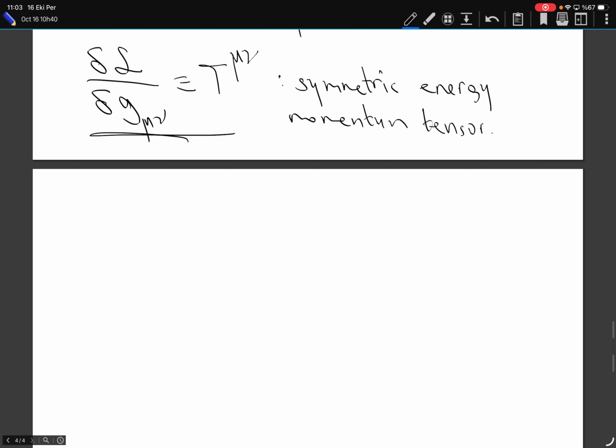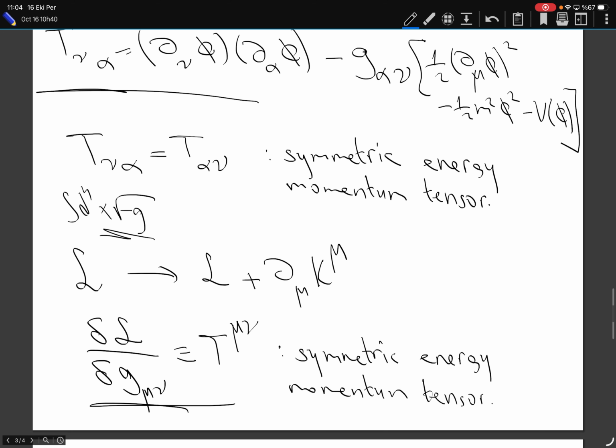In GR, we should take the absolute value of the volume element. Well, it depends on how you define the metric itself. In my case, the determinant of G is negative, so minus G is positive. So I don't need the absolute value.